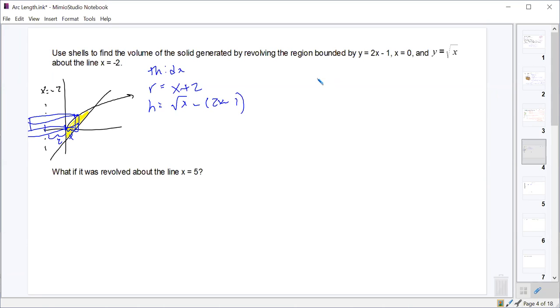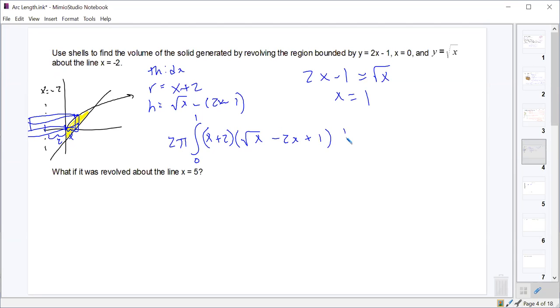And where would we need to integrate from? We'd have to figure out where 2x minus 1 equals root x. That's probably pretty clear where that is. That's x equals what? 1. Yep. So we're going to integrate from x equals 0 to x equals 1. 2 pi, radius, thickness and height. Good. Is that what y'all got for that one? And yeah, so evaluating, whatever, not a big deal. You can distribute it through and do the arithmetic.